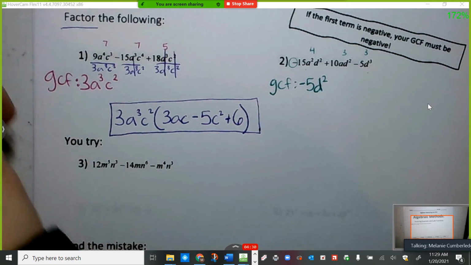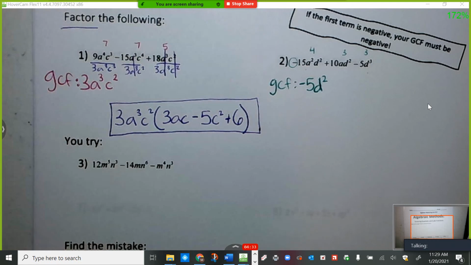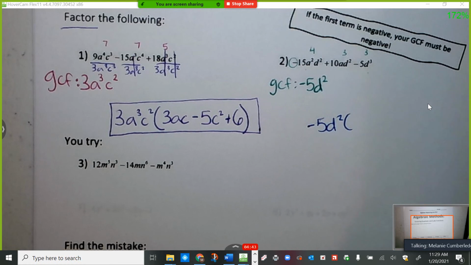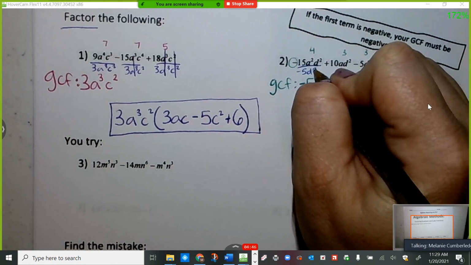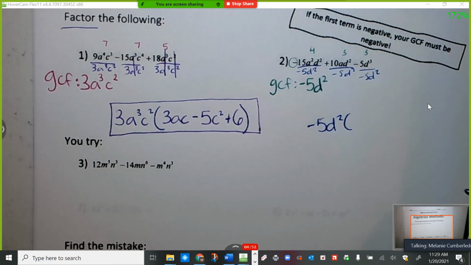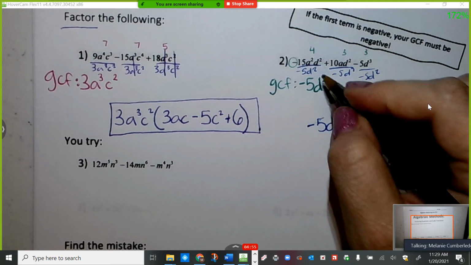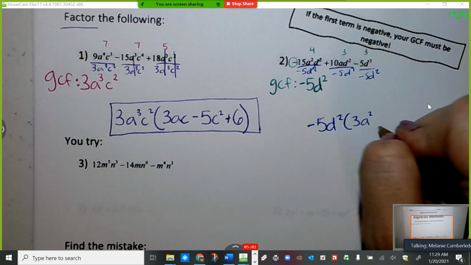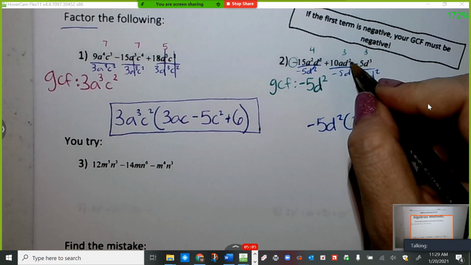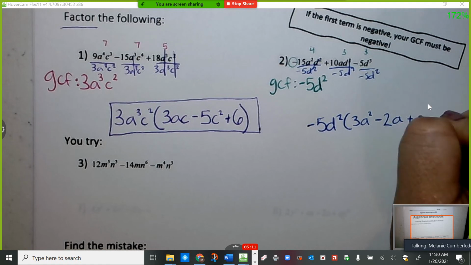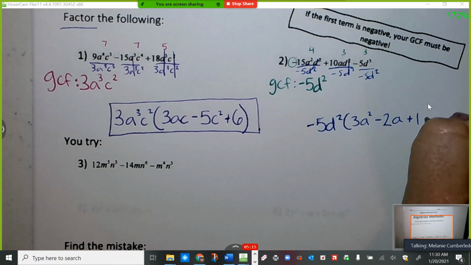Okay, so knowing that, I'm going to bring down my negative 5D squared and put it in front of parentheses, and I'm going to divide by negative 5D squared. Negative 15 divided by negative 5 is positive 3. The D squareds cancel, but I still have A squared. 10 divided by negative 5 is negative 2. The D squareds cancel, but I'm still left with A. Negative 5 divided by negative 5 is positive 1. I have 3 minus 2, so just D.